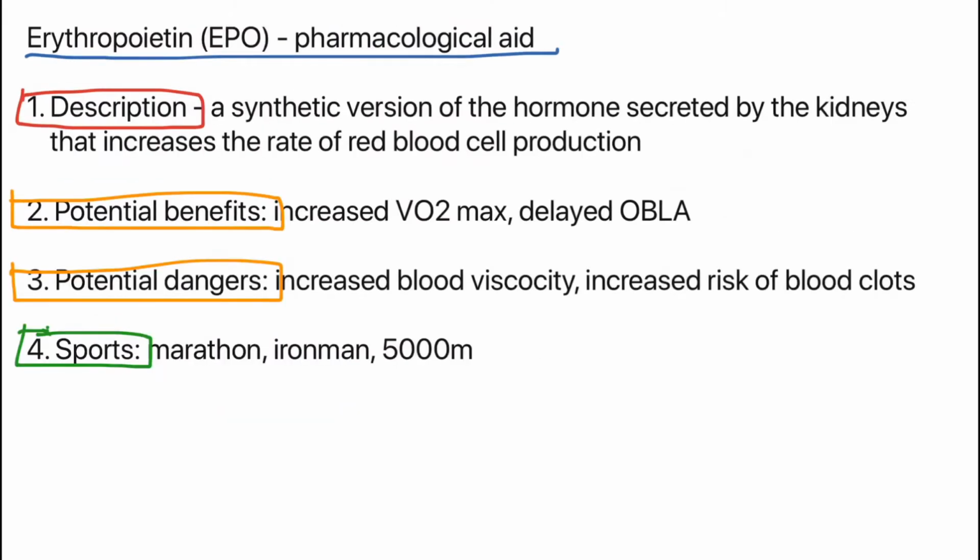EPO, I'm not even going to bother trying to pronounce its actual name because I've never said it right and it would just embarrass me, and this is another pharmacological aid. So what this is, it's a synthetic version of the hormone secreted by the kidneys that increases the rate of red blood cell production. The potential benefits of this is it can increase your VO2 max and delay OBLA, which is what we know as the onset of blood lactate accumulation.